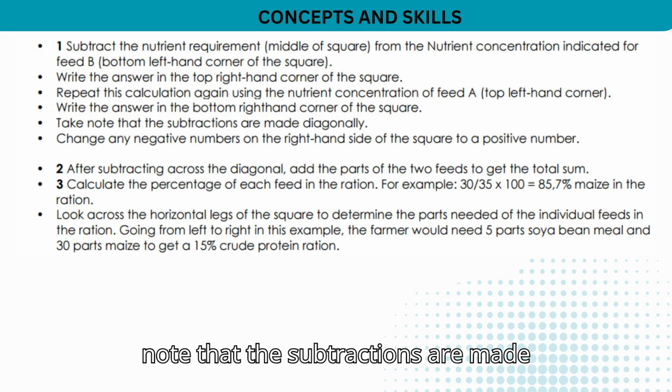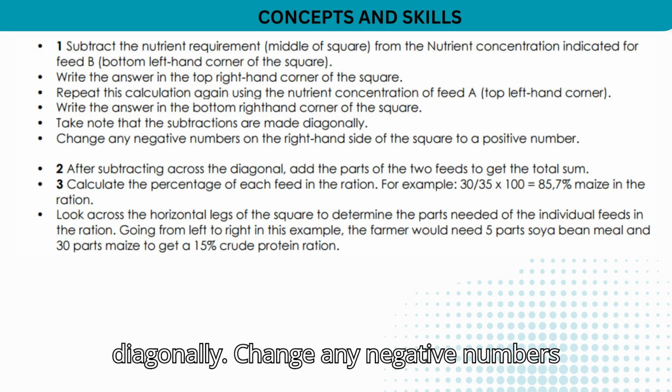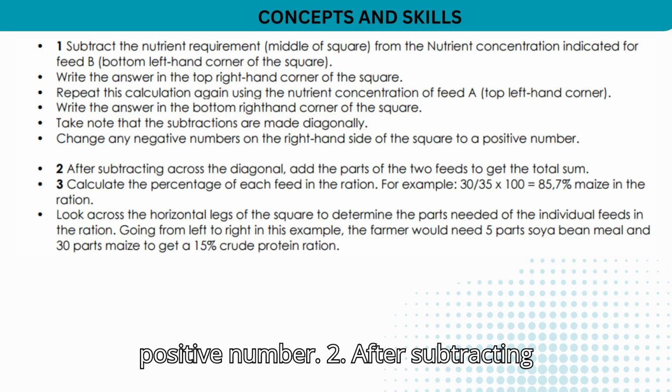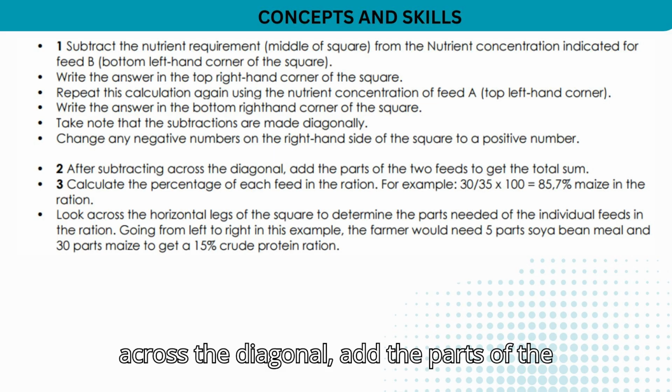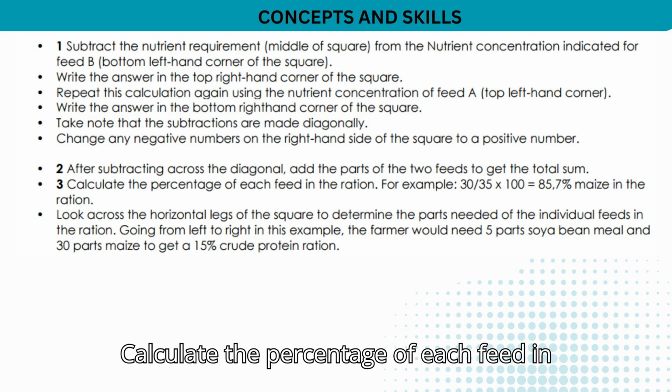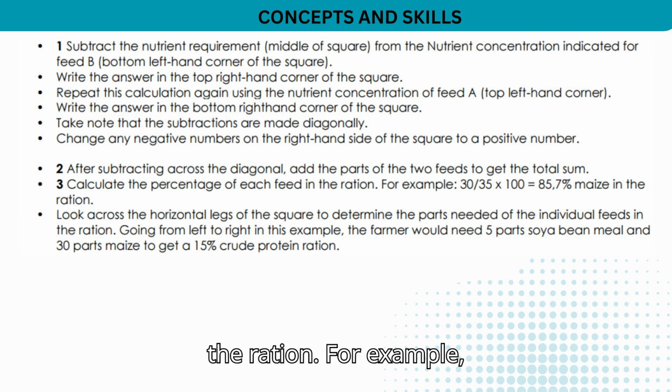Take note that the subtractions are made diagonally. Change any negative numbers on the right-hand side of the square to a positive number. 2. After subtracting across the diagonal, add the parts of the two feeds to get the total sum. 3. Calculate the percentage of each feed in the ration. For example, 30/35 x 100 equals 85.7% maize in the ration.